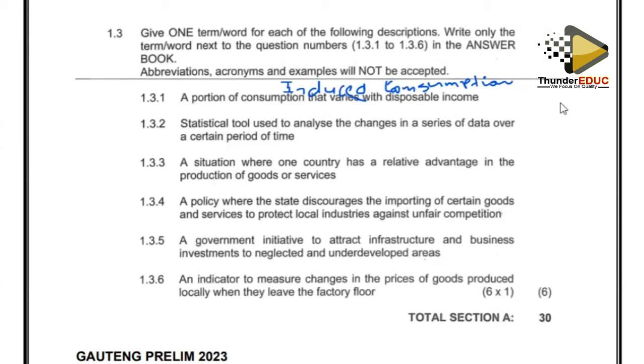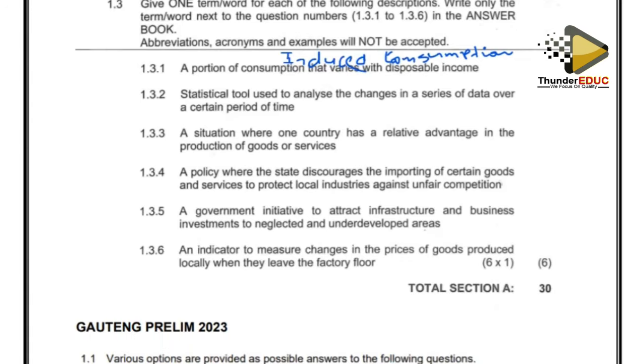Okay, right, grade 12. So now moving on to the next question. The next question we have, 1.3.2, and it does read as follows. Statistical tool used to analyze the changes in a series of data over a certain period of time.